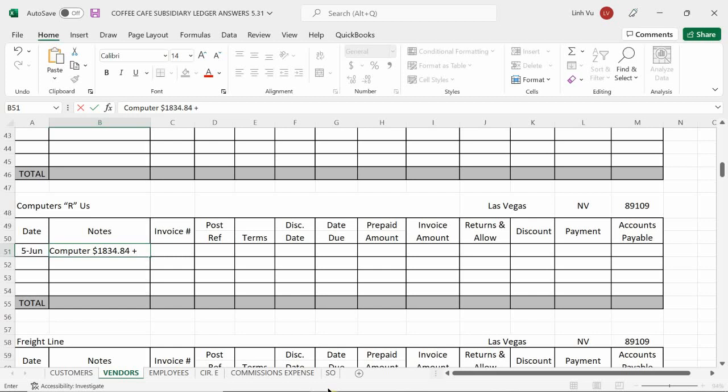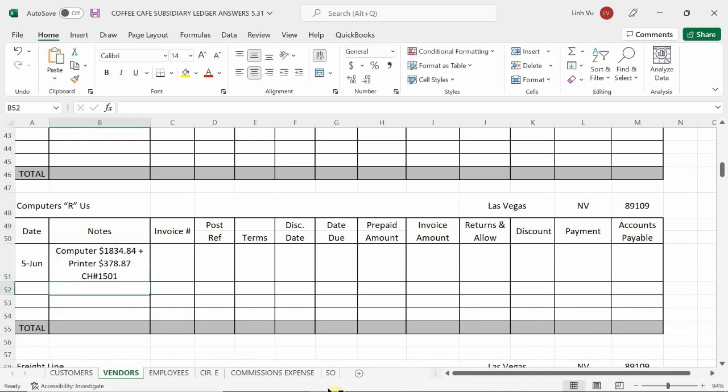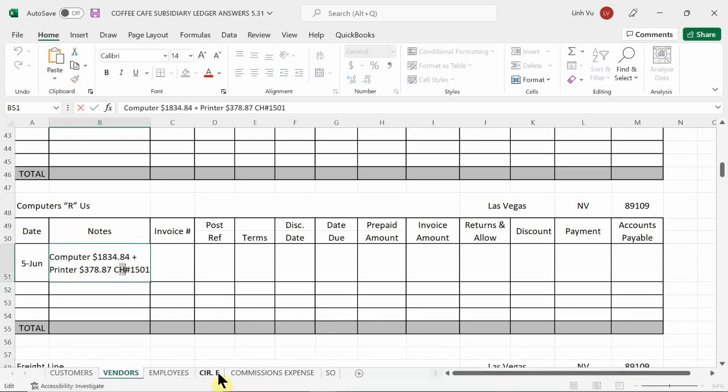I bought a computer which cost me 1834.84, right? And then of course, I also bought a printer that cost me $378.87, right? If you choose to actually designate the separation, so again, if you said the sales price was $16.95 plus the tax money, then that's up to you. You put whatever description that makes you understand that this is what happened. Okay, and of course, I also paid using check number 1502. Okay, typo.